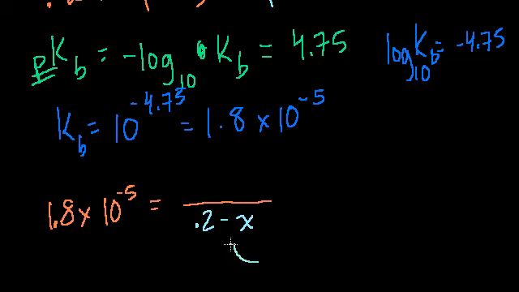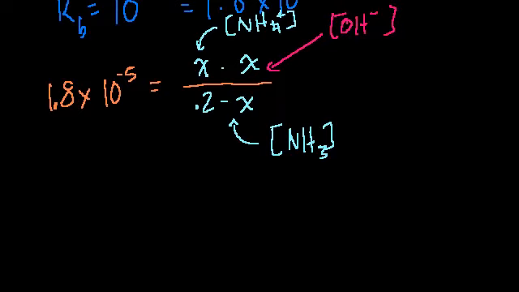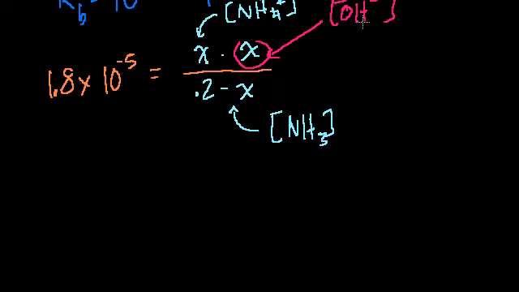So this is the concentration of ammonia. And then we have x times x. This is the concentration of NH4 plus, and this is the concentration right here of OH minus. Right? And we just solve for x. So let's solve for x. And once we have x, we know the concentration of OH. We'll be able to figure out the pOH, and then we'll be able to figure out the pH.